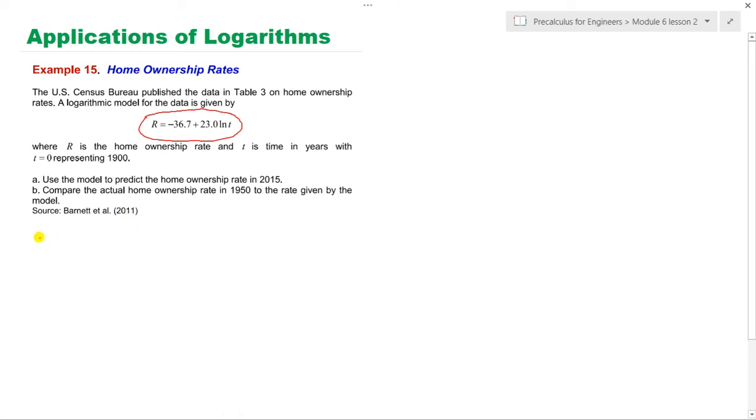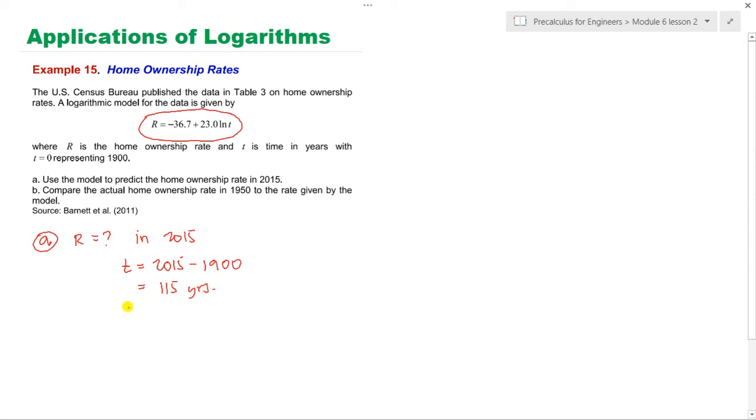Okay. So the first one is we are going to predict R in the year 2015. Since we start at 1900, our T is equal to the year 2015 minus 1900. That is equal to 115. So that is more than a century, 115 years.